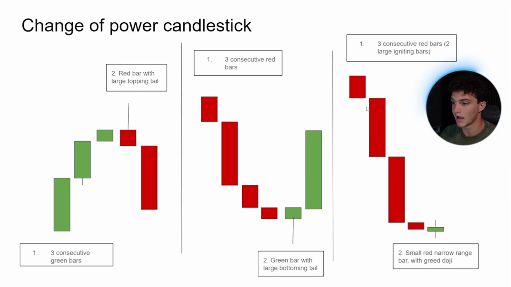Here, sellers were dominating. Sellers were pushing price down. Narrow range bar, less selling is happening. Green doji bar, the battle is now even. This could suggest to us that maybe price is going to change direction. And here in this example, it did.